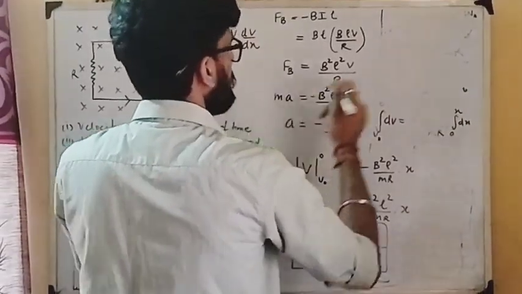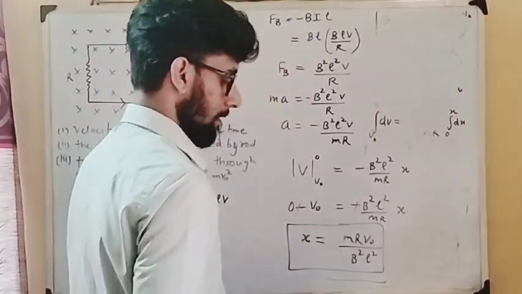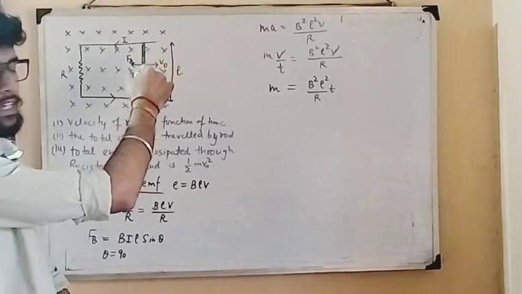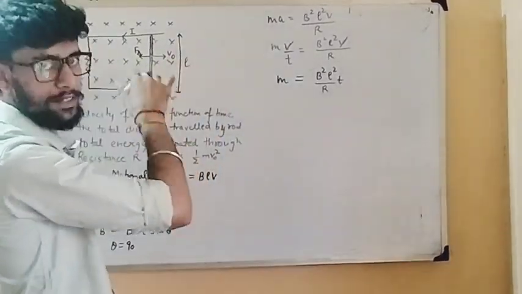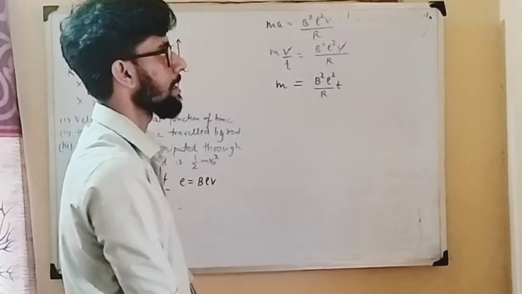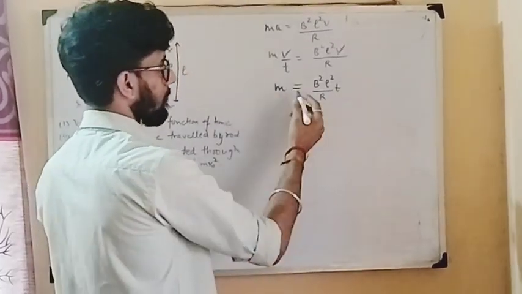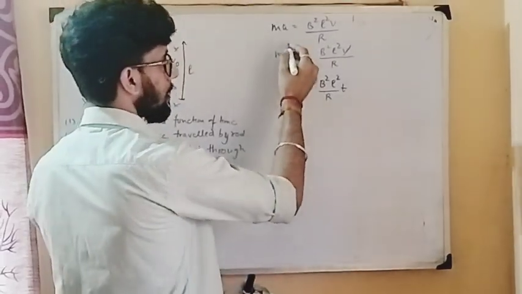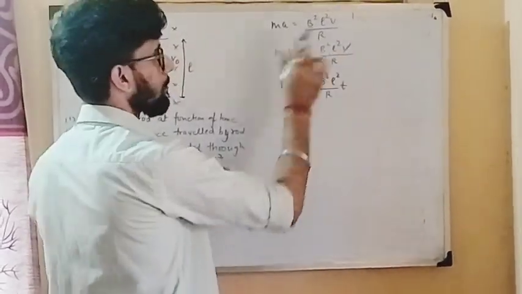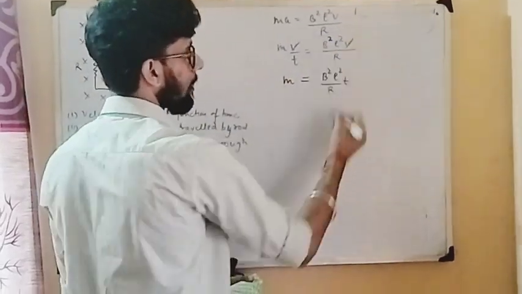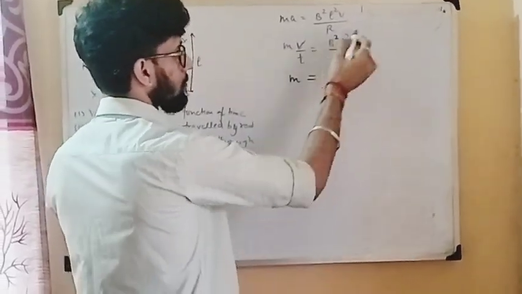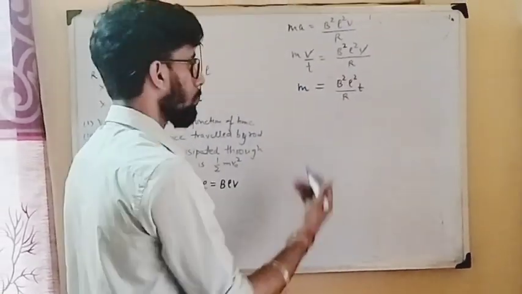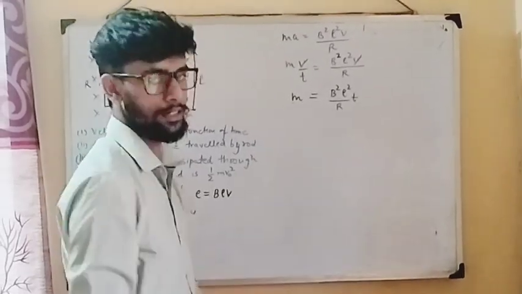So first we can do a simple thing. The force on this current carrying conductor inside the magnetic field is given by ma equal to B square L square v upon R. Using this relation, we can find the value of m in terms of v, L, and t. How? Acceleration can be written as velocity upon time, so that will be equal to B square L square v upon R, or m is equal to B square L square t upon R, if we omit v from each side. So why we did this, we are going to find out at the last.